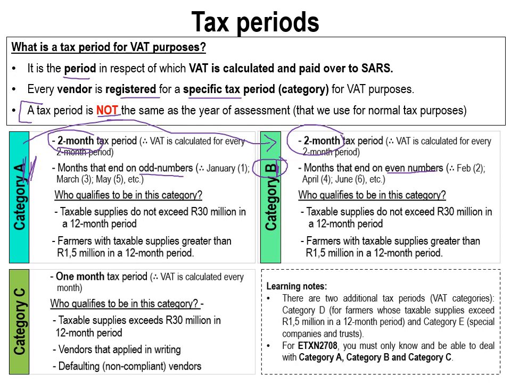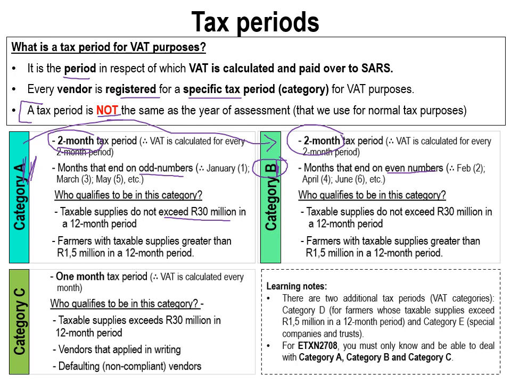All right, so a category A vendor is always uneven months, January, March, May, etc. And category B is your even numbered months. Who qualifies to be in this category? Vendors or persons whose taxable supplies do not exceed 30 million rand in a 12-month period, and farmers with taxable supplies that are greater than 1.5 million in a 12-month period. And for both of these categories, category A and category B, those requirements are the same.